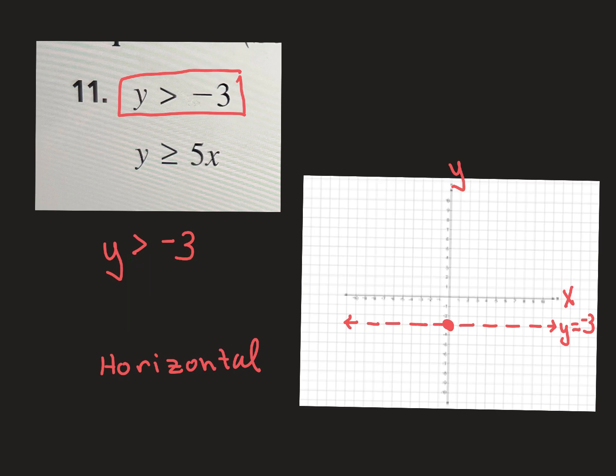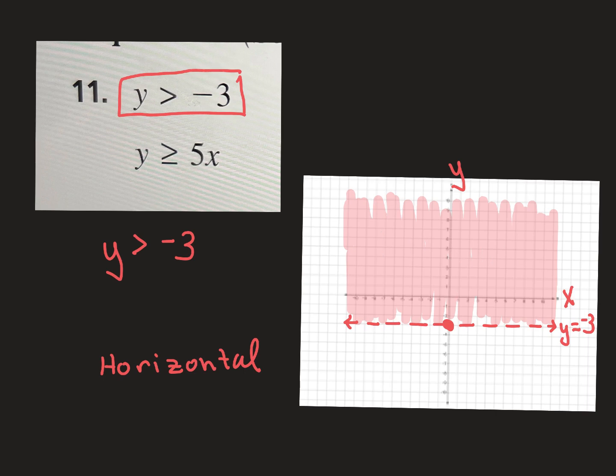So y values that are above -3 would be values like -2 and -1 and 0. Those are all numbers that are bigger than -3. That tells me where I got to color in. So I'm going to shade above that line right there because these are numbers that are greater than -3. Try to get as much of it as I can. And that's the first linear inequality done.